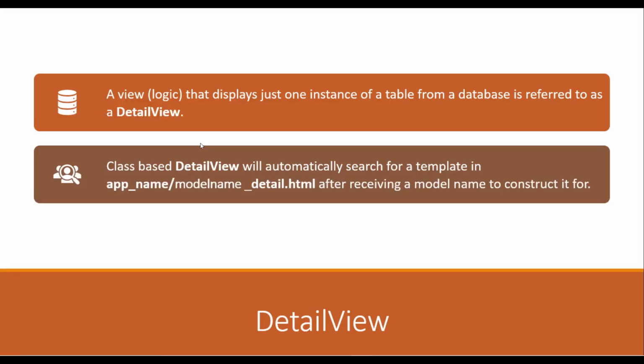A view that displays just one instance of a table from a database is referred to as a detail view. And for this we assign a primary key for each entry. So we get the specific request with the help of a primary key, and this detail view automatically searches for the template name as app name slash model name underscore detail.html after receiving a model name to construct it. So I will show you the example.